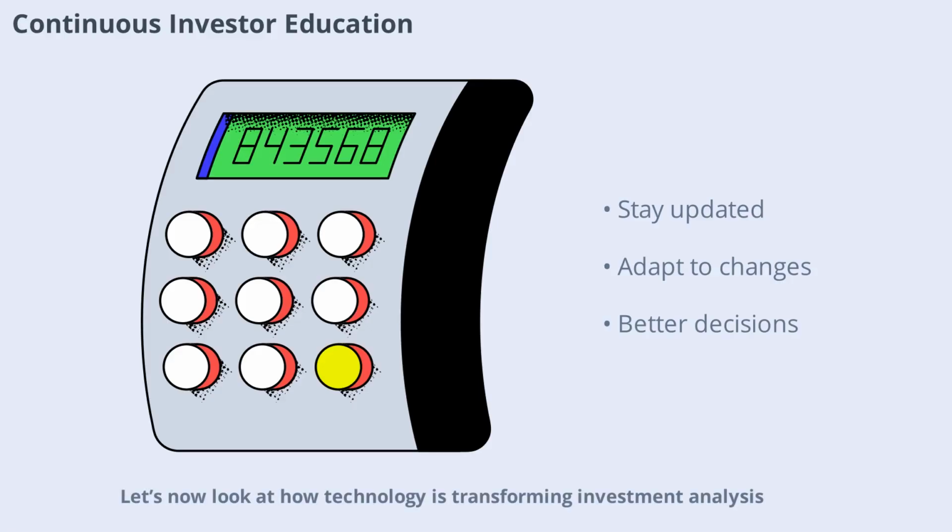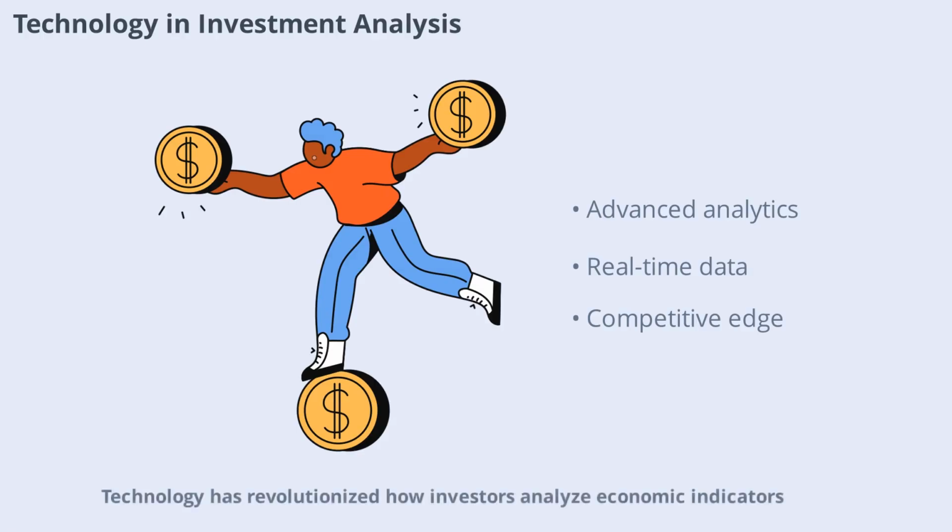Let's now look at how technology is transforming investment analysis. Technology has revolutionized how investors analyze economic indicators. Advanced software, data analytics, and artificial intelligence enable faster and more accurate analysis. Investors can now access real-time data, automate portfolio management, and use predictive models. Embracing technology helps investors gain a competitive edge and respond quickly to market changes.